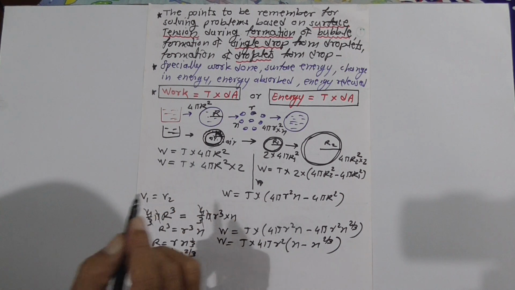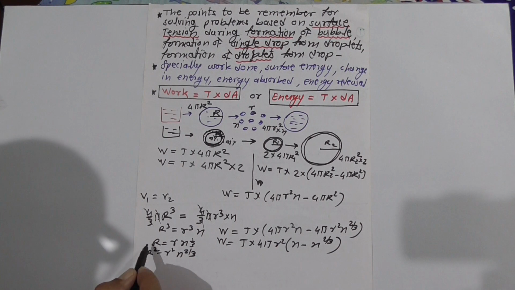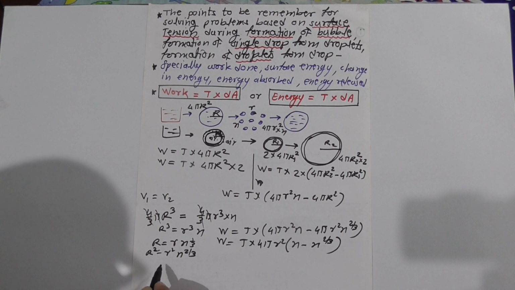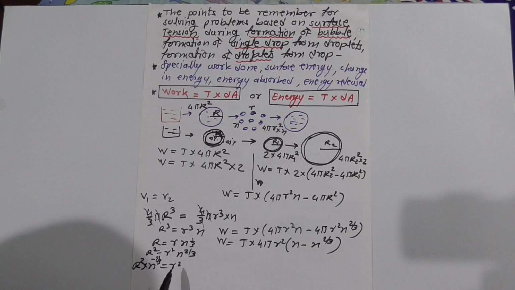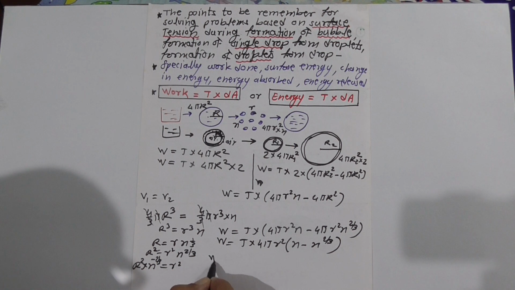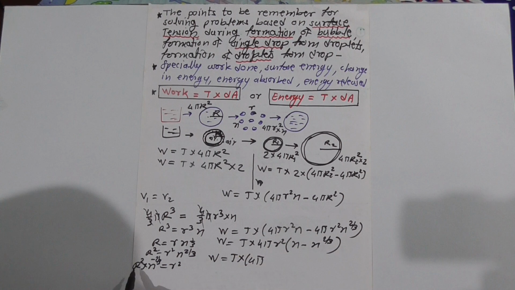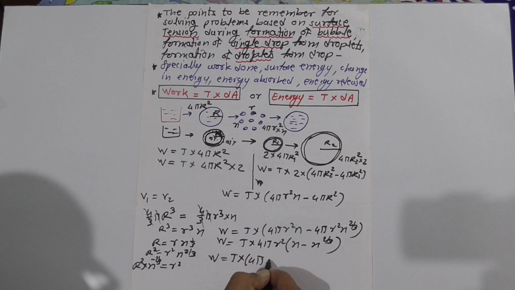If the value of capital R is given, then you can calculate the value of small r in terms of capital R in this fashion. The small r square equals capital R square into n raised to minus 2 by 3. This n raised to 2 by 3 can be shifted to the left hand side by assigning it a negative sign. Now you can put the value of W here: T into 4 pi small r square. Small r square is capital R square into n raised to minus 2 by 3.